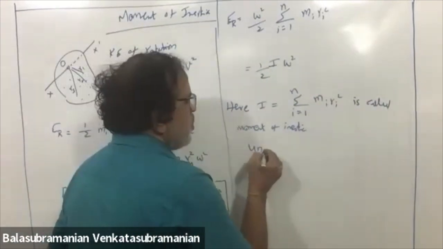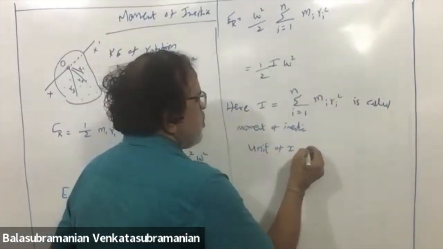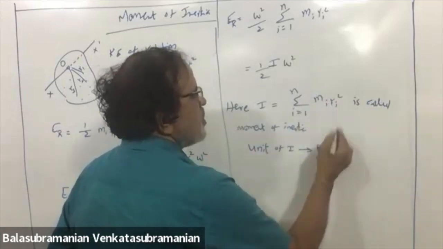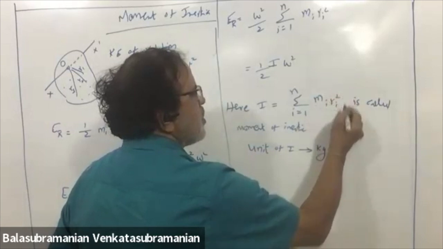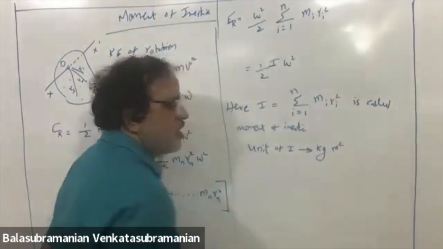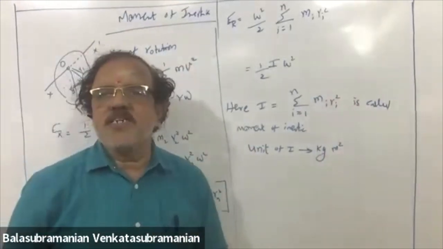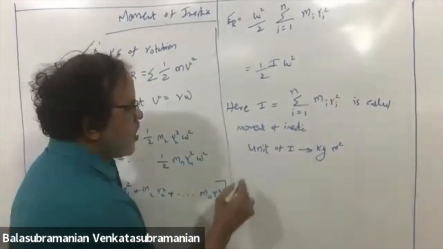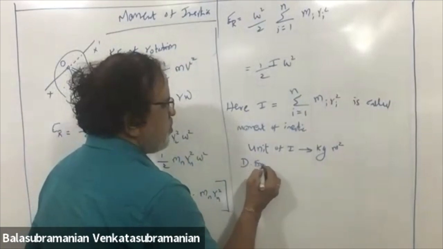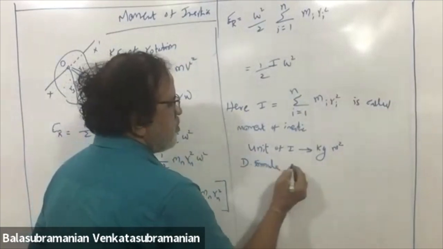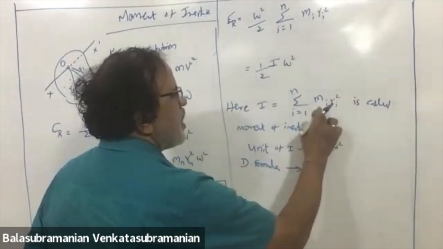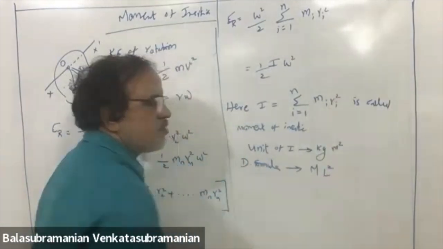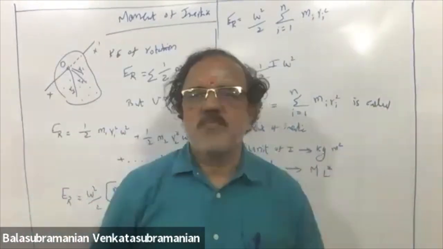Unit, what is this? Mass, so it will be kilogram. Distance square, that is meter square. Kilogram meter square is the unit. Dimensional formula: mass, capital M, R square, L square, ML square.